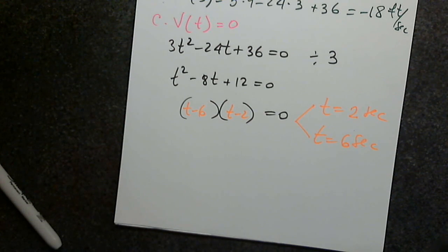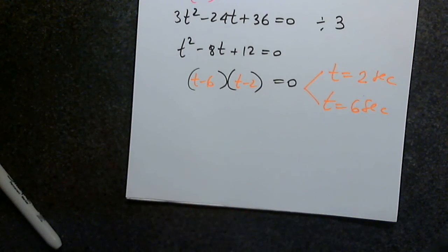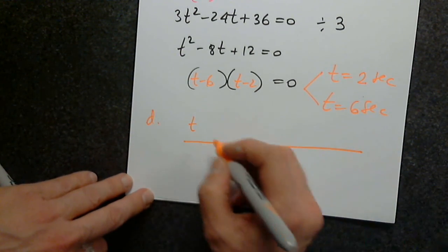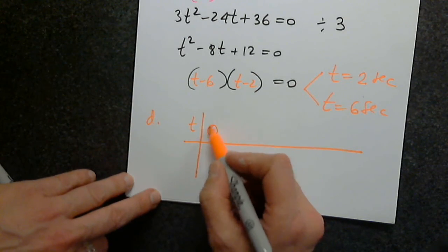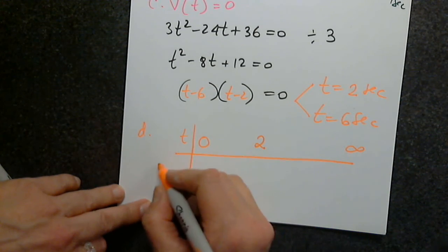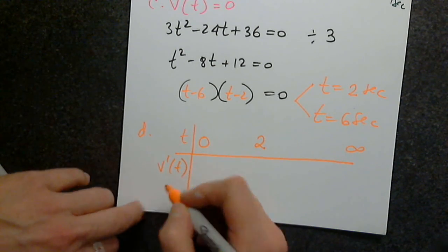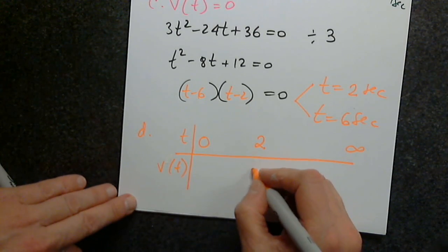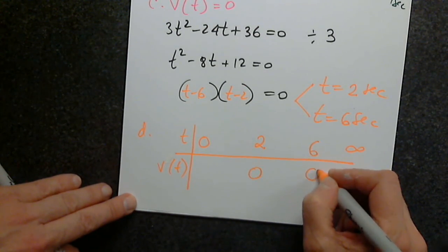Part D. When is the particle moving in the positive direction? Okay, so let's take a look at t from 0 to infinity. t equals 2. I didn't mean to write v prime. I meant to write f prime. But since I wrote v prime, I'm going to just delete the derivative. So v of t is 0 at 2 and also 0 at 6.